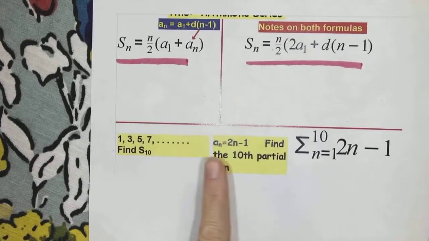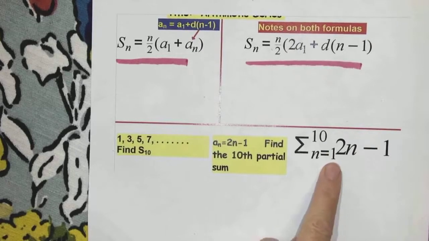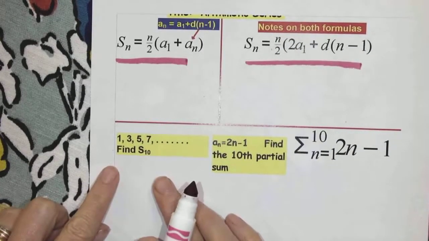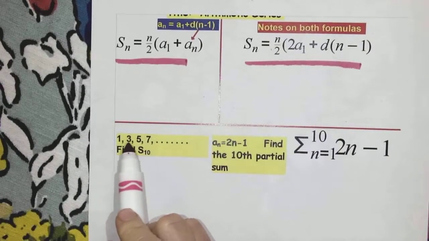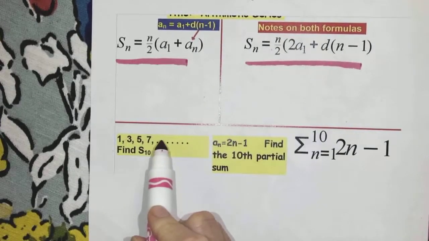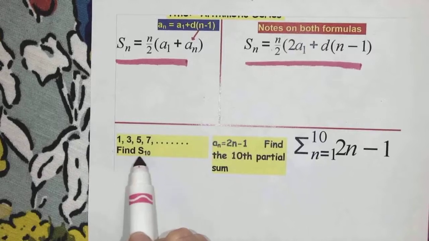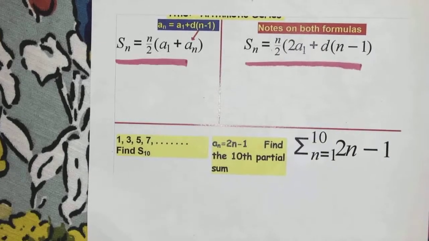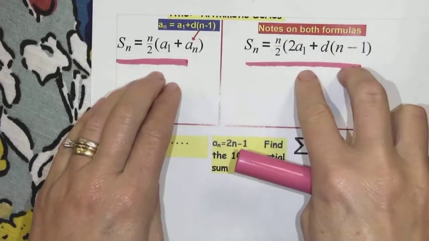Down here is the same problem written three different ways. If we look at the first one, there's a sequence. It's arithmetic. It's going up by 2. And I want to find the sum of the first 10 numbers. That's what that big S and that 10 means. You can use either formula.